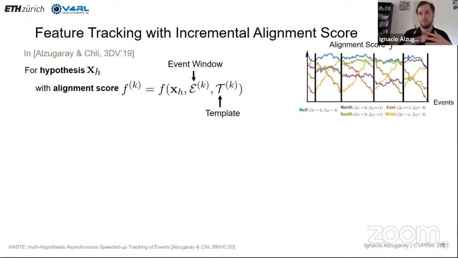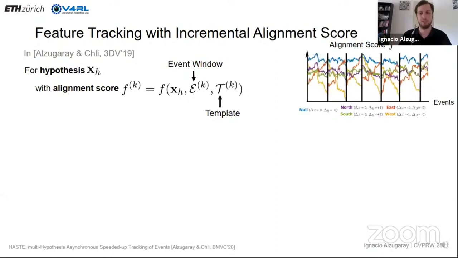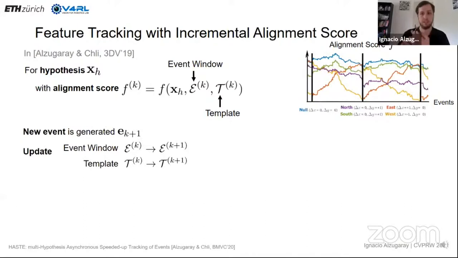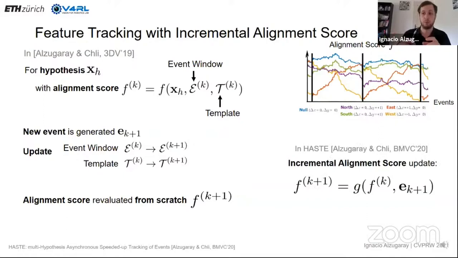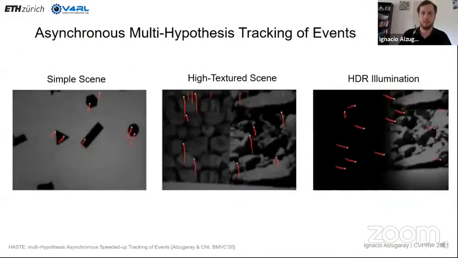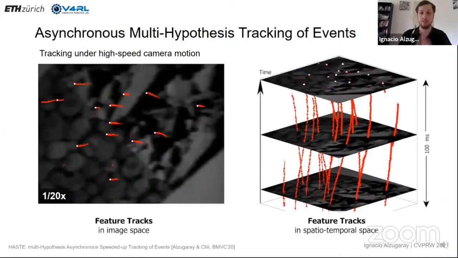Keep in mind that we are processing event by event in this case. And when we are dealing with real data, this is the velocity that it has to reach. And this is not so simple, because every time a new event comes, we are changing the template, we are changing the event window. And in the initial approach, we needed to compute the alignment score from scratch every single time. In a second iteration of this paper, we decided to propose a new incremental rule that allows you to compute the incremental alignment score based on the previous alignment score and just the contribution of the latest event. So more in an event by event processing fashion. With this, we have way better tracking than with the previous method, and we still have super good efficiency, and we can do high speed tracking as well.